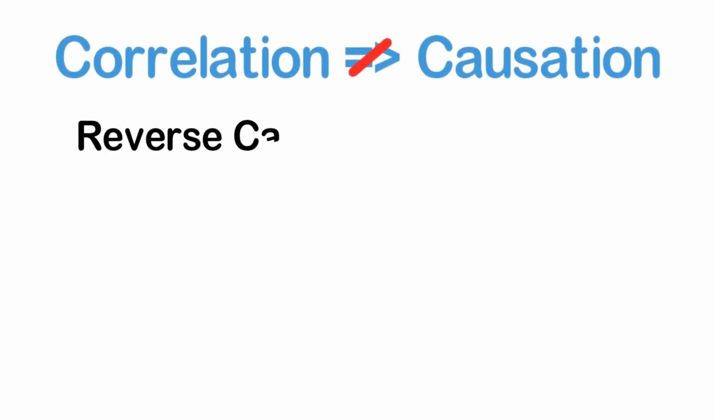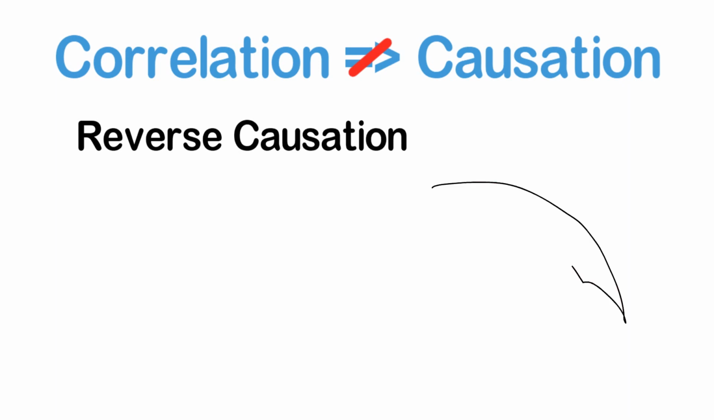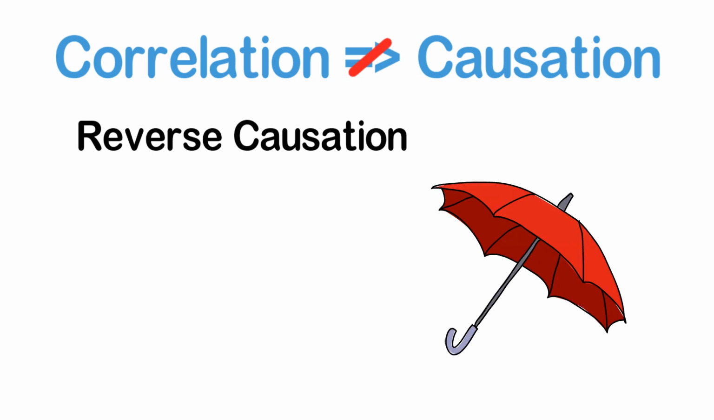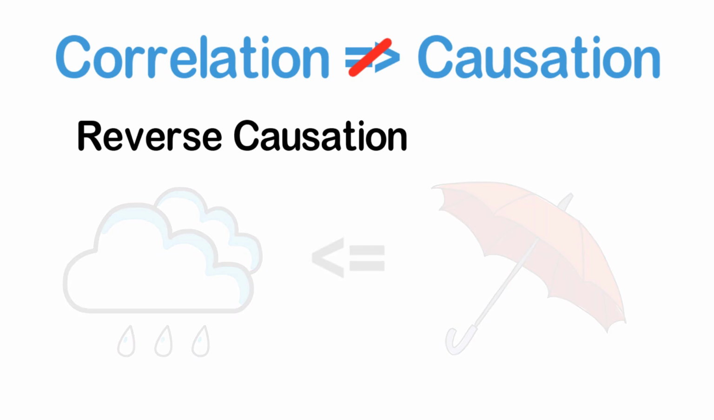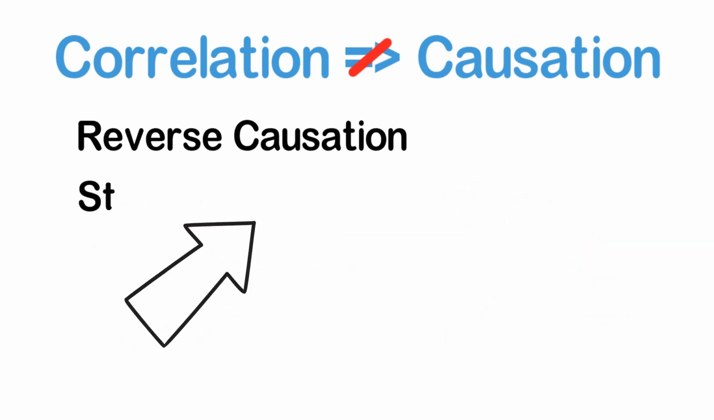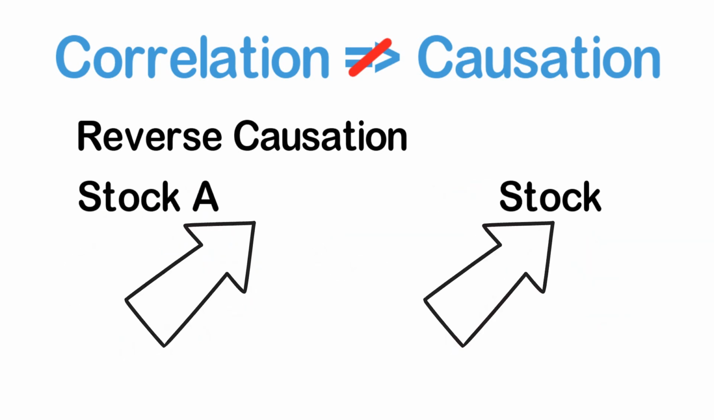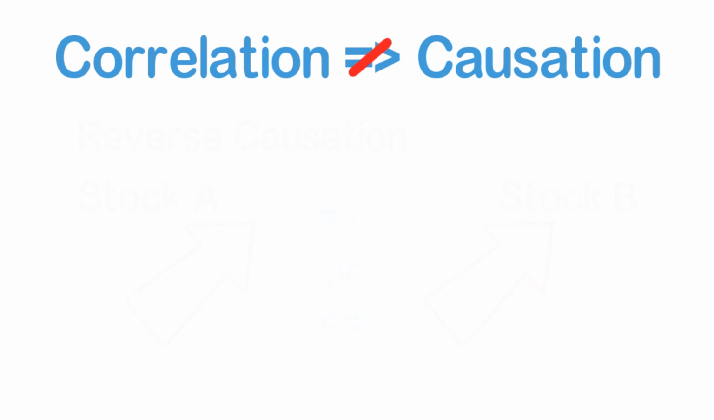The first is reverse causation. An easy example of this is the correlation between rainy days and the usage of umbrellas. When it rains, people tend to use umbrellas much more. Does that mean that using umbrellas causes it to rain? Of course not, it's the other way around. This might seem like an obvious mistake, but often things aren't as clear. If, for instance, stock A and stock B are heavily correlated, does that mean that an up move in A's price causes a reaction in B's price, or the other way around?